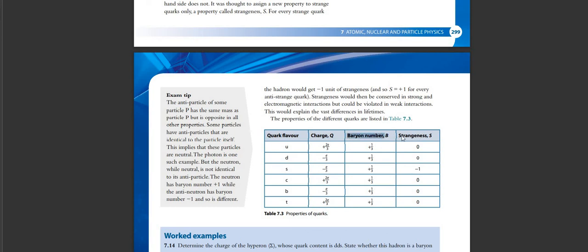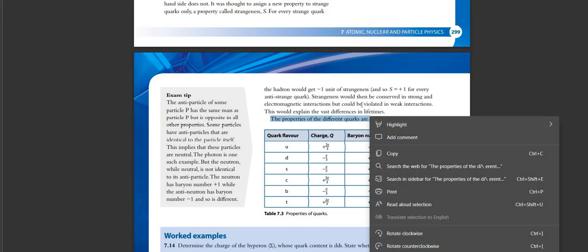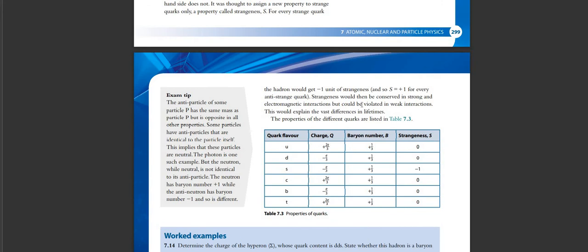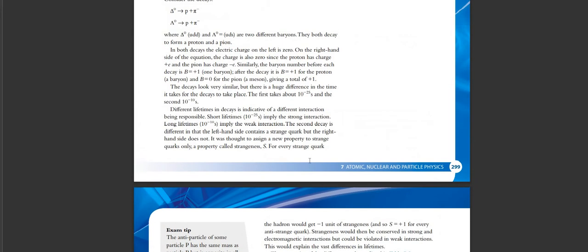So why exactly are baryon number, strangeness and charge important? Just like in chemical reactions and atomic reactions, where we knew that charge and mass must always be conserved, when you have interactions with quarks and subatomic particles, charge, baryon number, and strangeness must be conserved in every single instance.